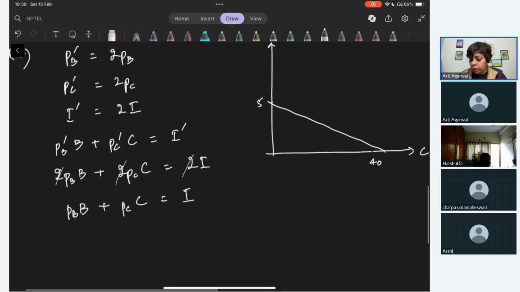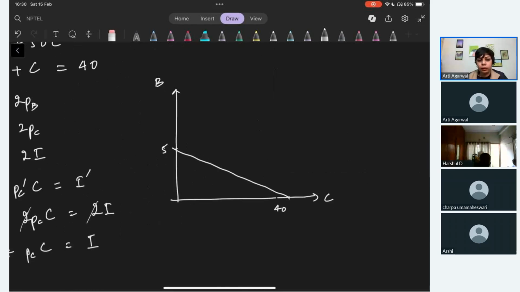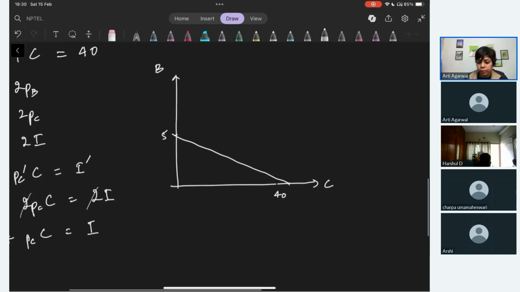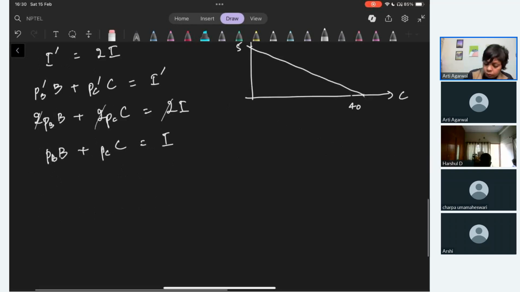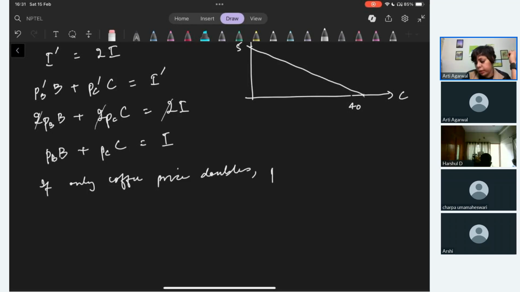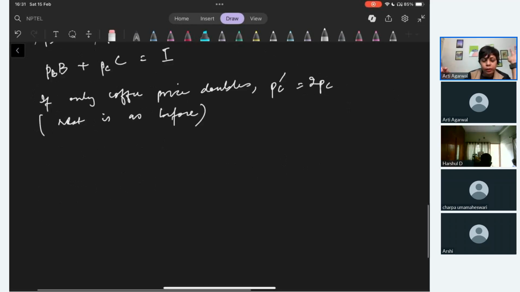Now say suppose the prices are increasing and the income is not changing. Or let's go one by one. Let's say only the coffee price is increasing. If only the coffee price doubles, we have PC prime is equal to 2PC. The rest is as before, meaning as in the original question. So you have PB into B plus 2PC into C is equal to I.